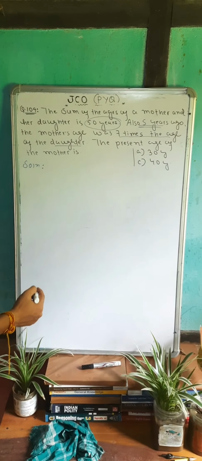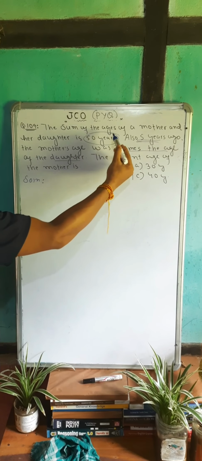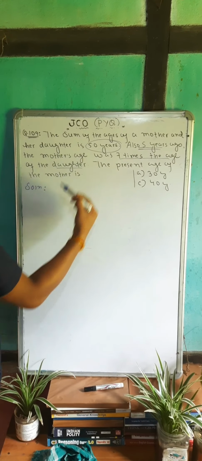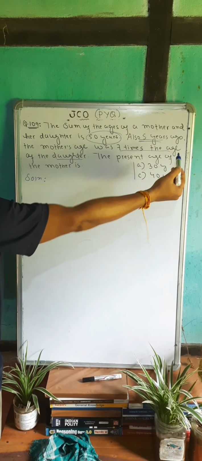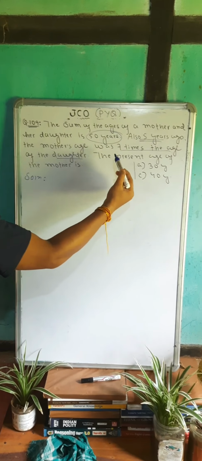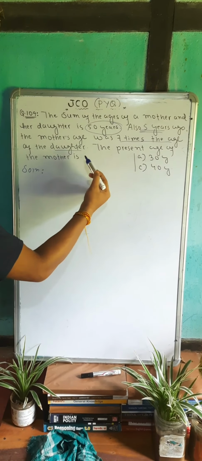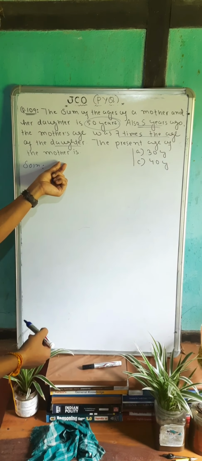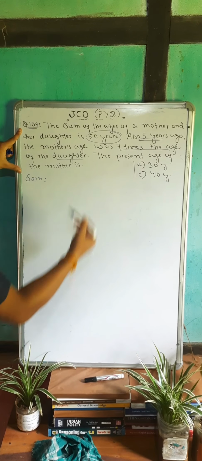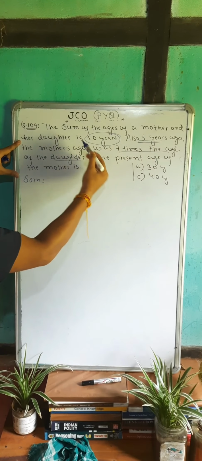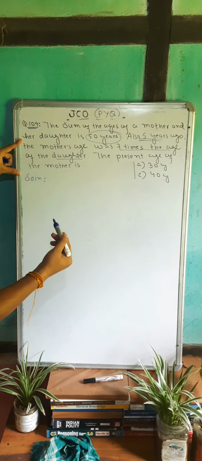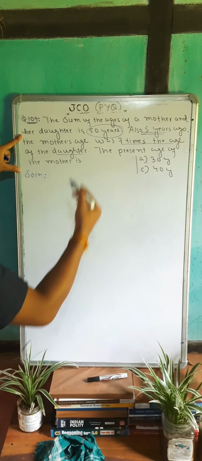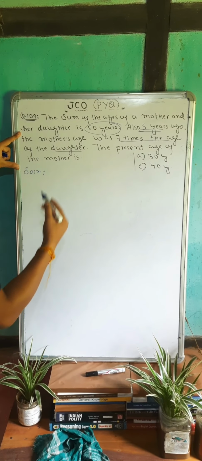So here is our fourth question. The sum of the ages of a mother and her daughter is 50 years. Also 5 years ago the mother's age was 7 times the age of the daughter. We need to find the present age of the mother. The sum of the ages of mother and daughter is given as 50 years. Mother's age and daughter's age are not given to us.